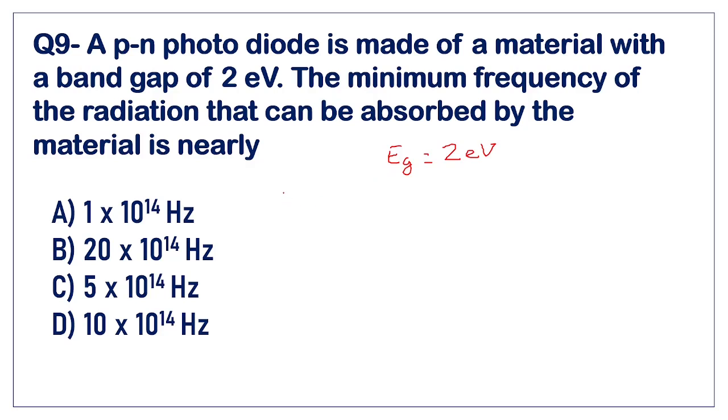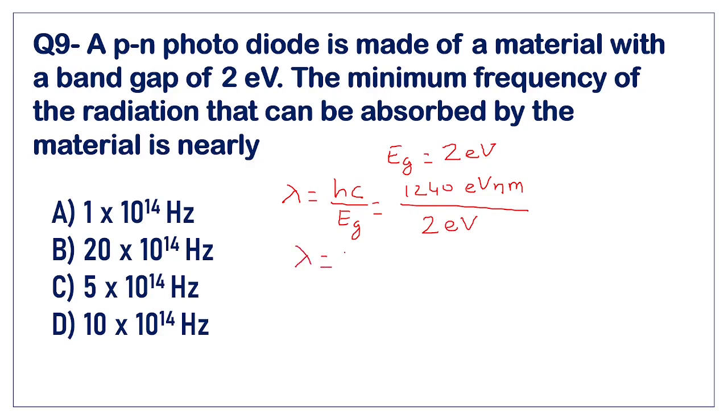Now the wavelength lambda is given as Planck's constant multiplied by velocity of light upon band gap energy. This is nothing but 1240 electron volt nanometer upon 2 electron volt. So lambda will become 1240 upon 2, which is 620 nanometer. This is nothing but 620 into 10 to the power of minus 9 meter.